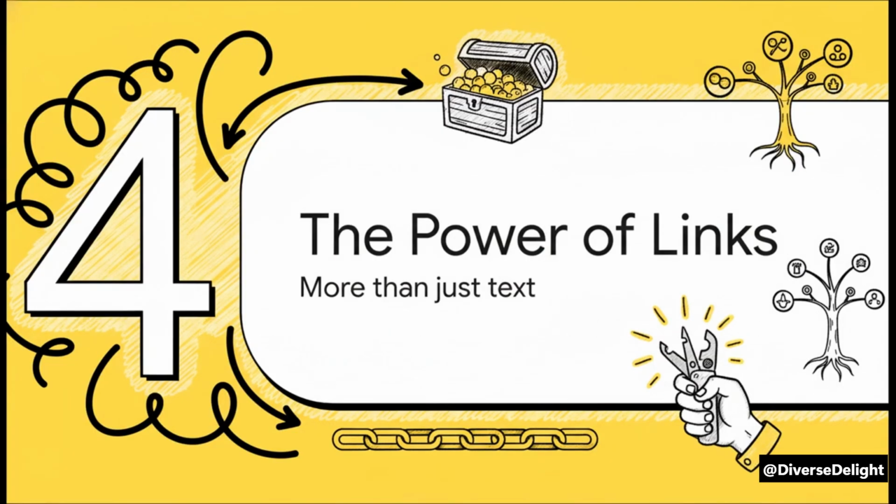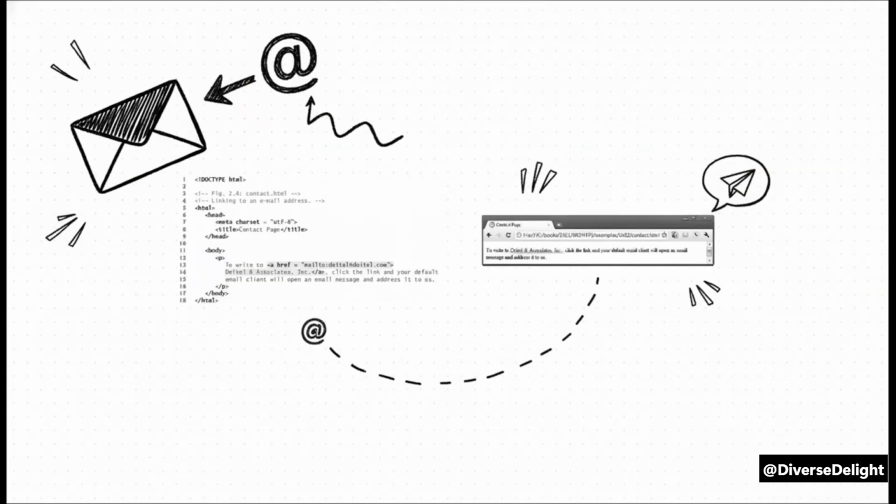But the power of links goes way beyond just connecting to other websites. Oh yeah, they have a few other tricks up their sleeve that make them incredibly versatile tools. For instance, have you ever clicked on a Contact Us link and your email program just pops open, ready to go? That's actually done with a link. If you start the href value with mailto, and then put an email address after it, you create a link that automatically launches the user's email client. How cool is that? It's a super user-friendly little trick.